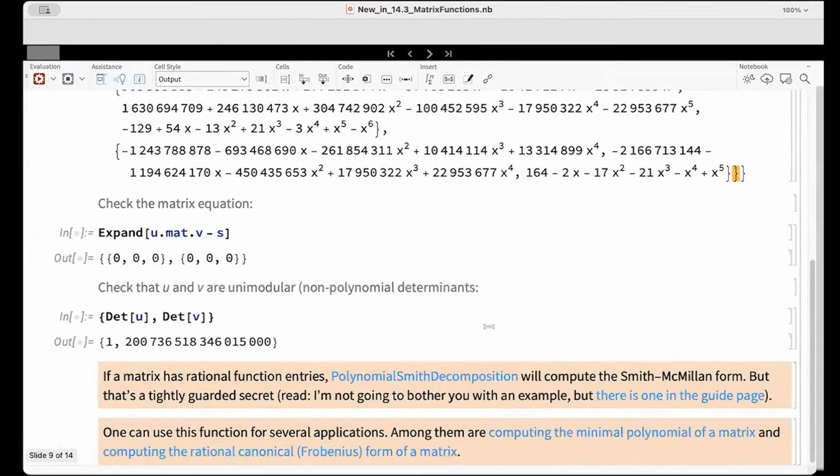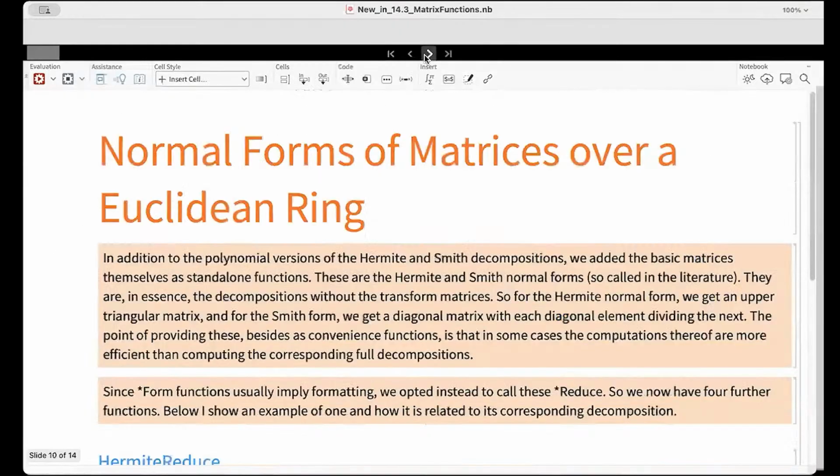Okay. Another wrinkle to this, though, is we actually allow rational function entries because they're quite useful in computing what's called the Smith-Macmillan form. And that has applications in control theory, for example. There's an example of it in the documentation. There are other applications as well. And again, there are examples with links there.